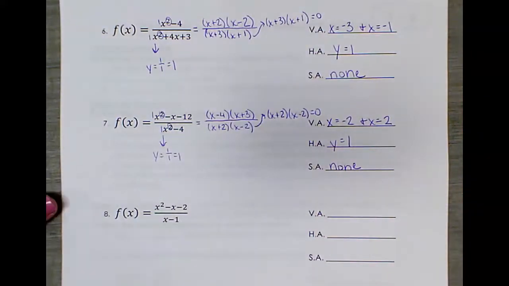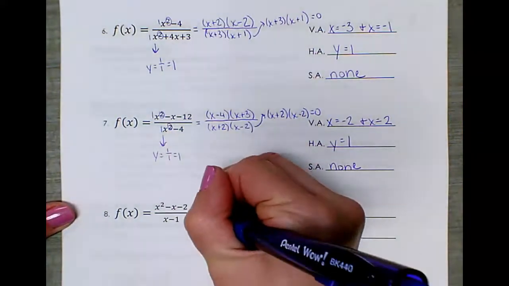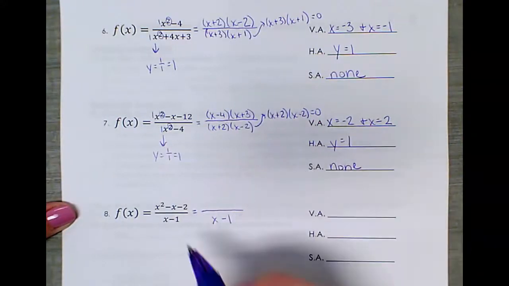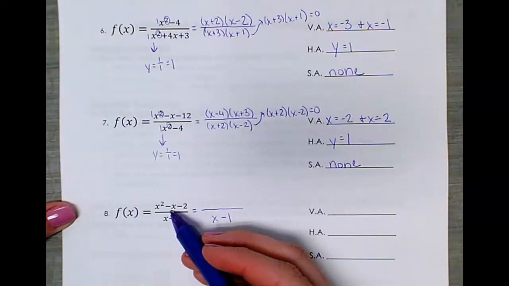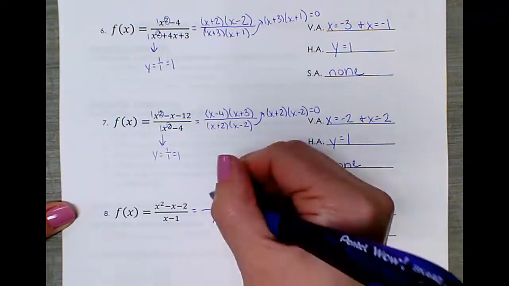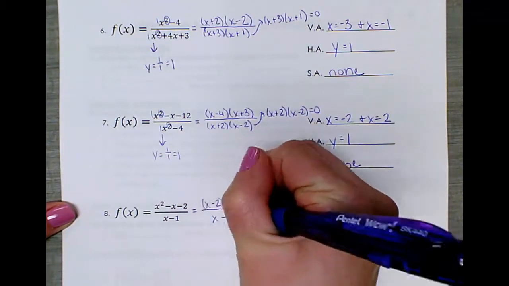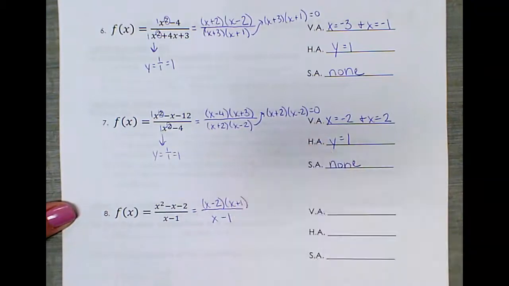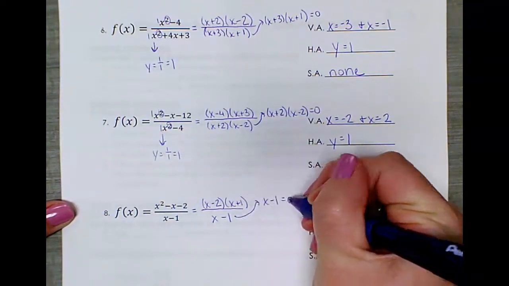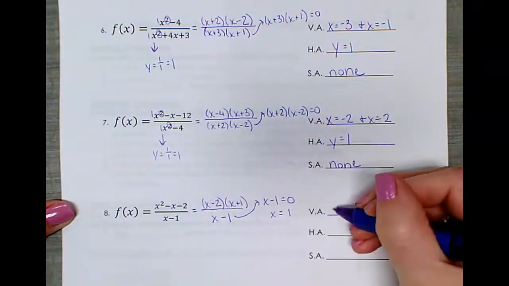And finally, number 8. The denominator is already factored, but the numerator is not. So I need two numbers that multiply to be negative 2 and add to be negative 1. 2 and 1 would multiply to make 2, but I would need the 2 to be negative. No common factors cancel out, so there are no holes in the hyperbola. The vertical asymptote comes when x minus 1 equals 0, so x would have to equal 1.